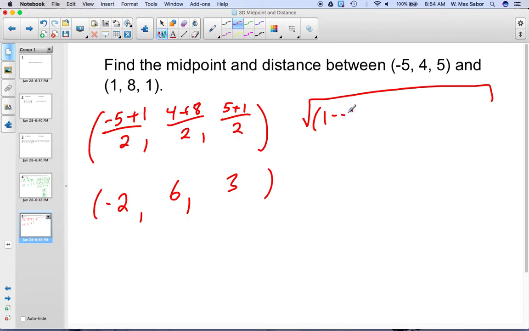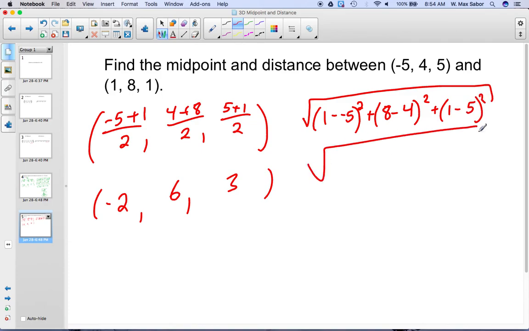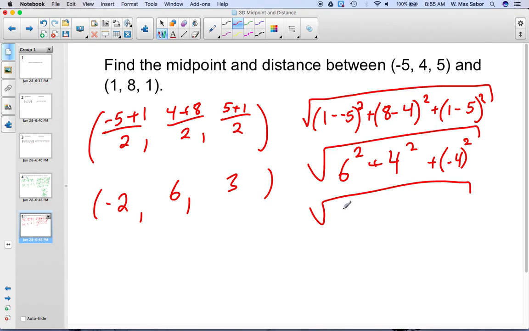The distance, we're going to take x2 minus x1 squared, y2 minus y1 squared, and z2 minus z1 squared. So you have 6 squared plus 4 squared plus negative 4 squared. Was this the same value? I think it was. 36 plus 16 plus 16. Yeah, we did this in the previous problem.